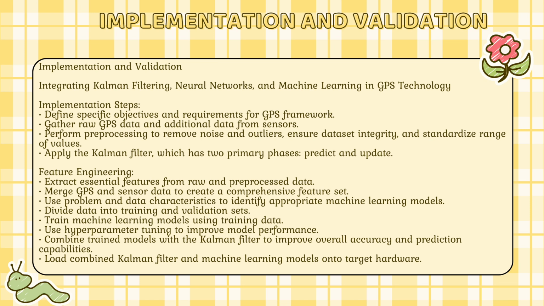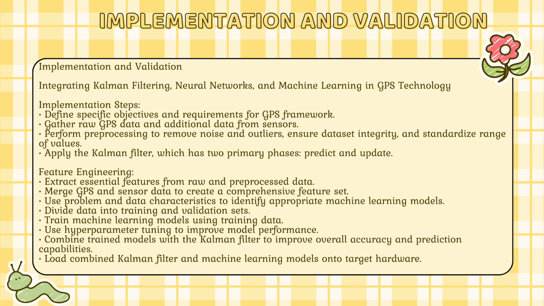Implementation and validation. So the integration of Kalman filtering, neural networks, and machine learning algorithms into GPS technology significantly enhances accuracy, noise reduction, and predictive capabilities. The process began with defining objectives and requirements, identifying hardware, data resources, and computational resources. Data collection is crucial, including raw GPS data and additional data from sensors like accelerometers, gyroscopes, and magnetometers.